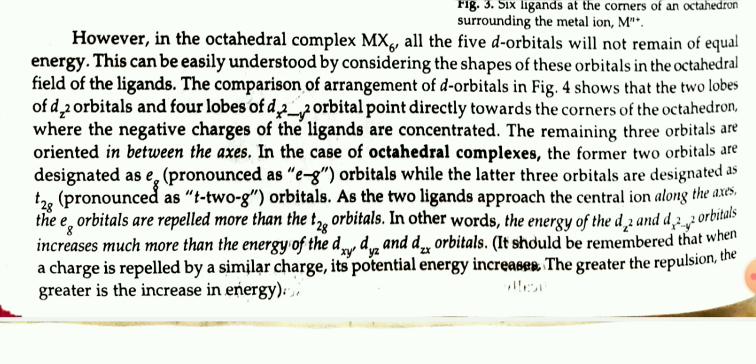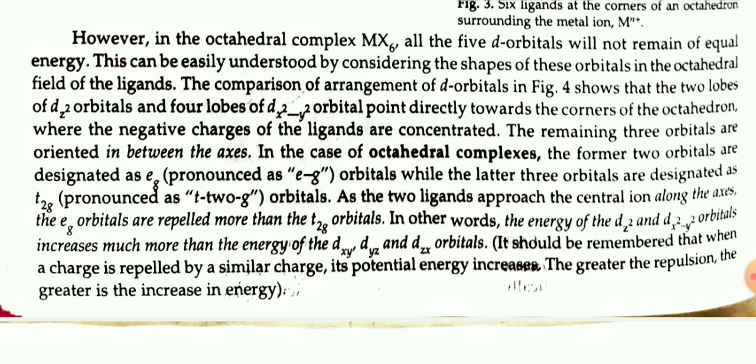The remaining three orbitals are oriented in between the axes. In the case of octahedral complex, the former two orbitals are designated as Eg orbitals while the latter three orbitals are designated as T2g. As the ligands approach the central ion along the axis, the Eg orbitals are repelled more than the three T2g orbitals. In other words, the energy of the dz square and dx square minus y square orbitals increases much more than the energy of the dxy, dyz and dzx orbitals.